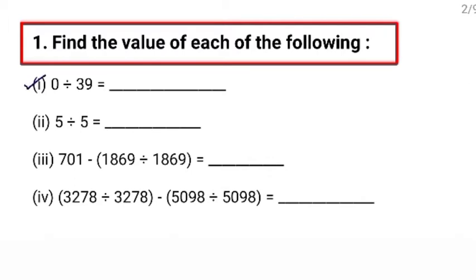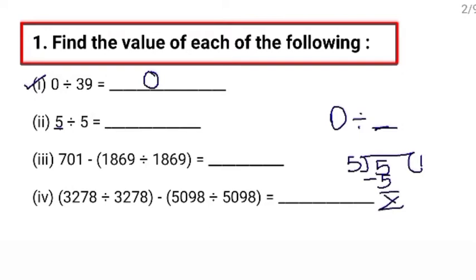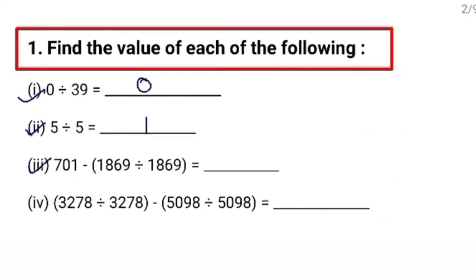In previous classes also you have studied, when we divide 0 by any number, what do we get? We get 0. Next, 5 divided by 5. We are dividing this whole number by the same whole number. When we divide the same whole number, we get 1. You can also check by division. 5 ones are 5. So, what are you getting? 1.